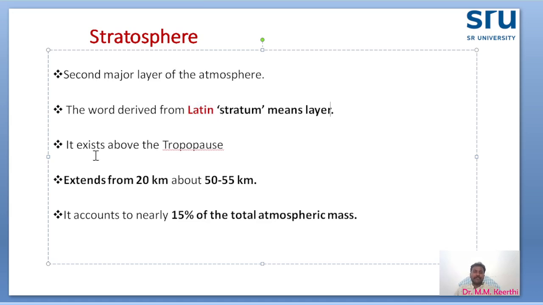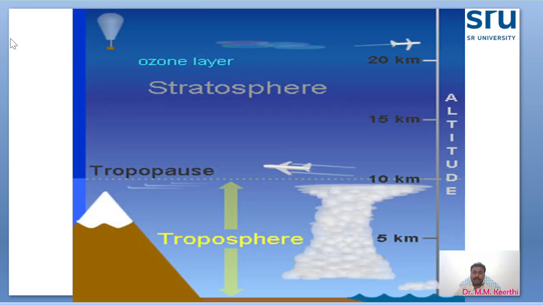Stratum means layer. It exists above the tropopause. After the tropopause, the stratosphere is there. I already told you that between the troposphere and the stratosphere, one buffer, dividing layer is there, called the tropopause. So above the tropopause, the stratosphere layer will start. What is the range? Its thickness extends from 20 kilometers up to 50 to 55 kilometers. So almost 15% of the total atmospheric mass is present in the region occupied by the stratosphere only.